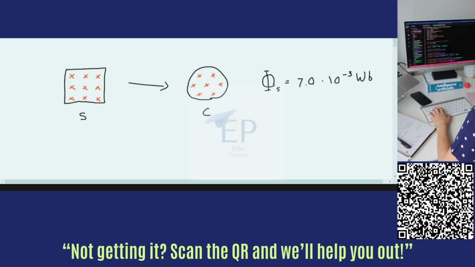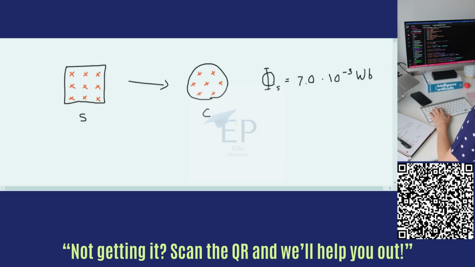In this example, we want to determine what the magnetic flux is through this single circular loop of wire that I've labeled C here. Given that we know the magnetic flux through a similar square loop of wire, which I've labeled S over here, that has been deformed into the circular loop. So we know the square loop in this constant magnetic field that's pointing into the page has a magnetic flux of 7 times 10 to the minus 3 Webers.